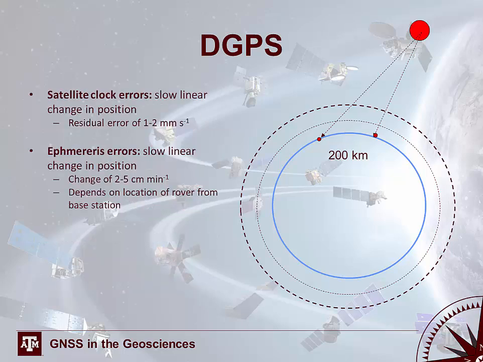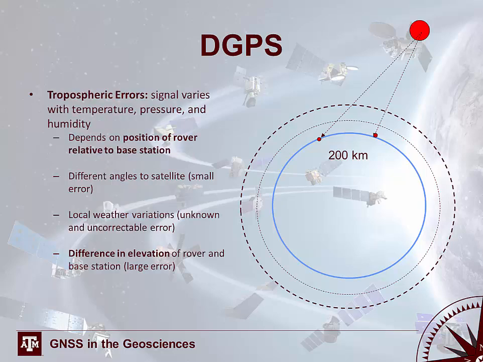Satellite clock errors are a slow linear change in position. In other words, there's always error in the satellite clocks. That's something that's predictable and changes linearly, which we can account for. There's also ephemeris errors that we need to account for. Those are once again a slow linear change in position, but that depends on the location of the rover relative to the base station.